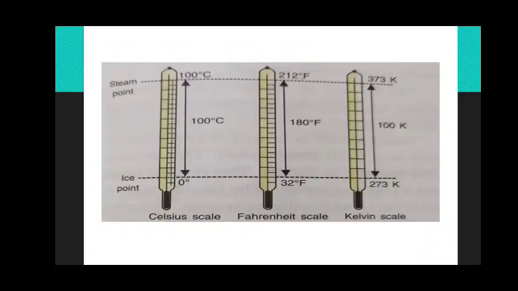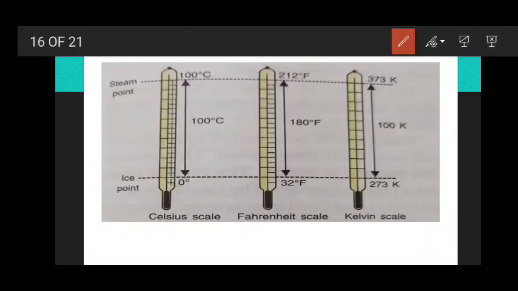Clear? Now I am going to compare all three scales of temperature: Celsius scale, Fahrenheit scale and Kelvin scale. So you know the symbol, clear?